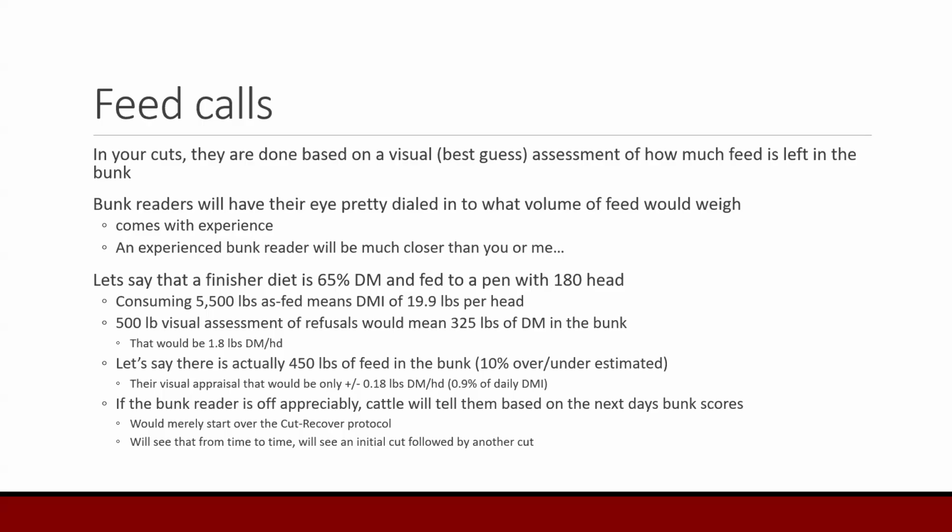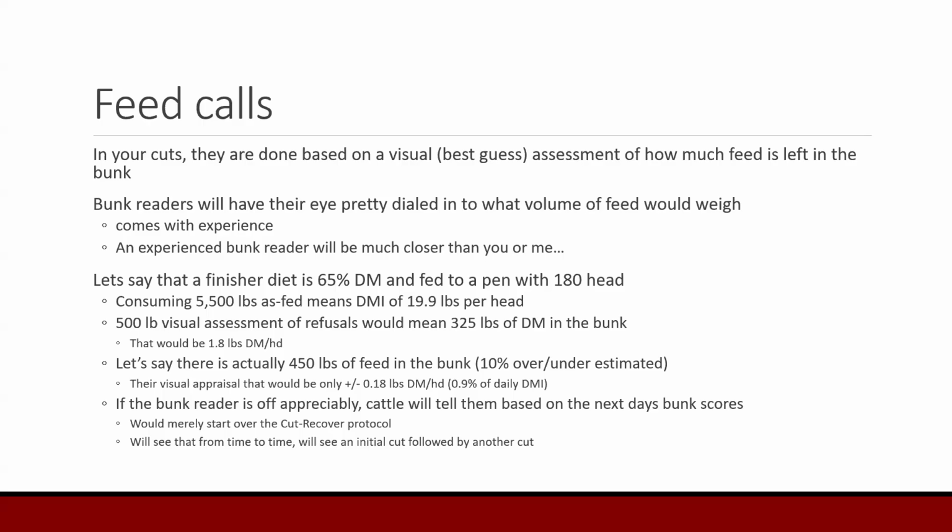Okay. So it just goes to show, I'm showing this as a point that even if you're off by a relatively large amount in your feed call, because there's such a large number of animals in these pens, it amounts to a very small amount of actual feed allocated per head. Does that make sense? Okay.